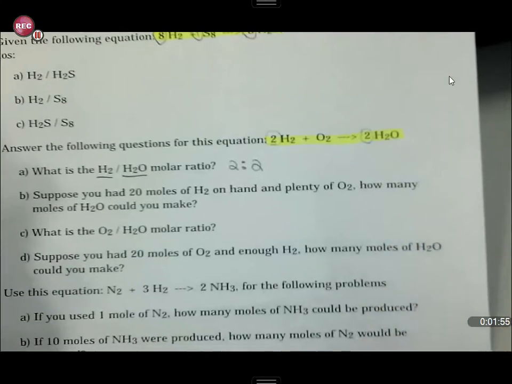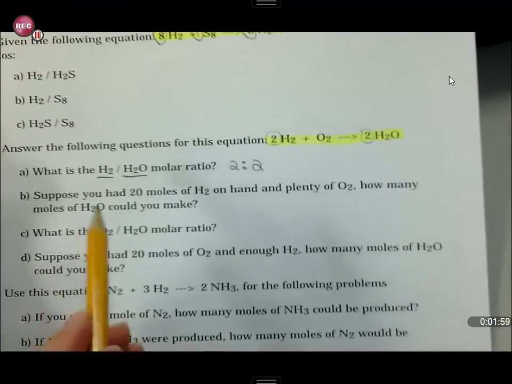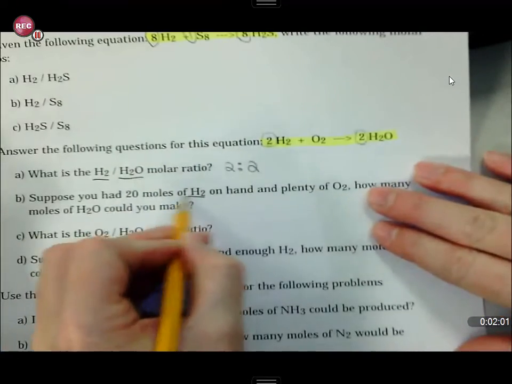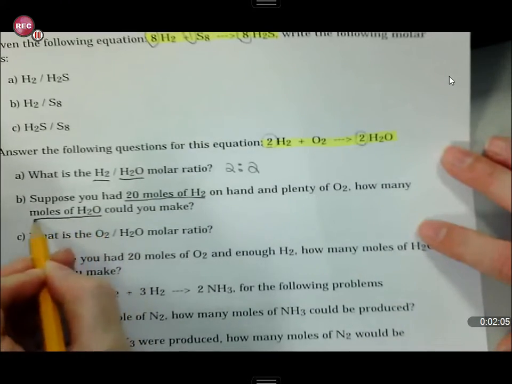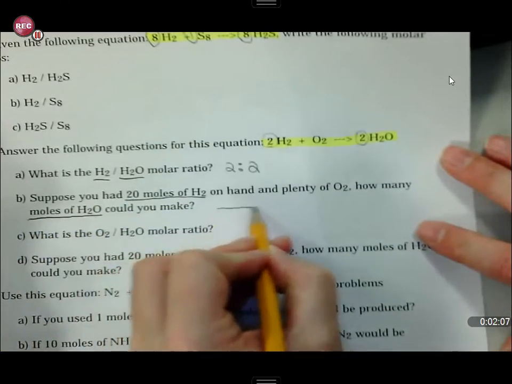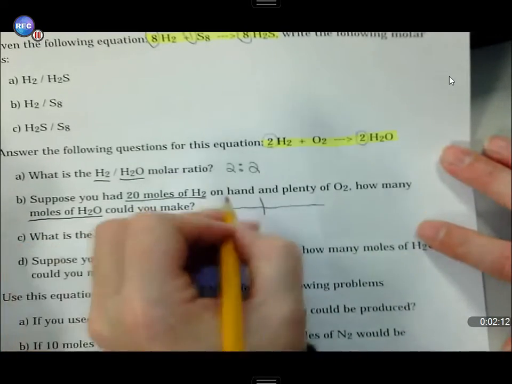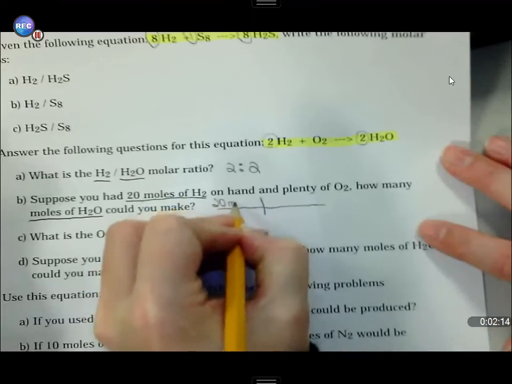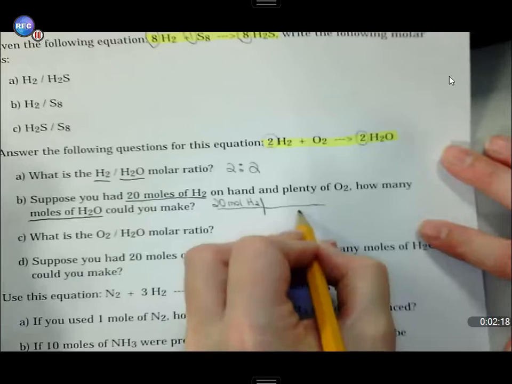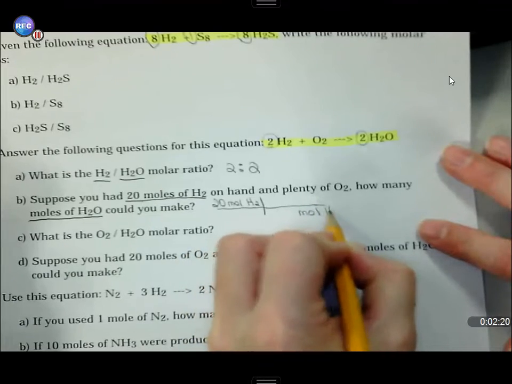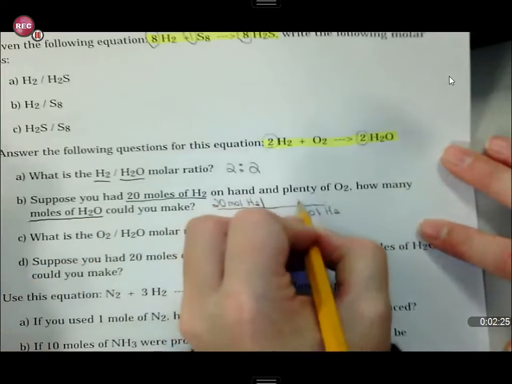Now we're going to be doing the problems that use actual quantities. So suppose you had 20 moles of H2 on hand and plenty of O2. How many moles of H2O could you make? So we're going to do like the video that you should have watched, where you take what you're given, which is 20 moles H2. Well, we want to cancel out moles of H2, and we want to go to moles of H2O. That's what they're asking about.